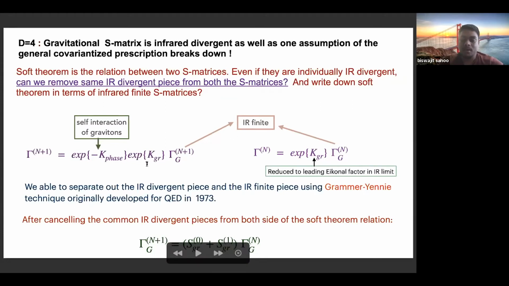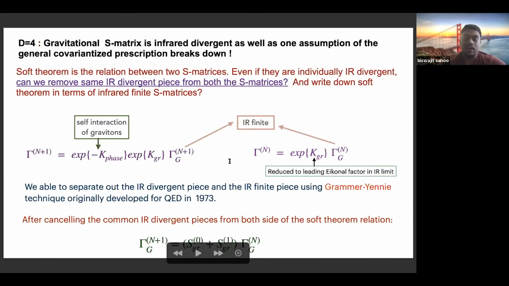But what happens is that for the electrodynamics case, both gamma n plus 1 and gamma n contain the same IR divergent piece, so it is very easy to show. But for the gravitational case, when we are trying to derive the soft graviton theorem, it turns out that gamma n plus 1 contains an extra IR divergent piece relative to gamma n, and this is very easy to understand. What happens is that when the virtual graviton is connected to the finite energy particles and the soft gravitons, that also contributes an extra IR divergent piece which is not present in gamma n.